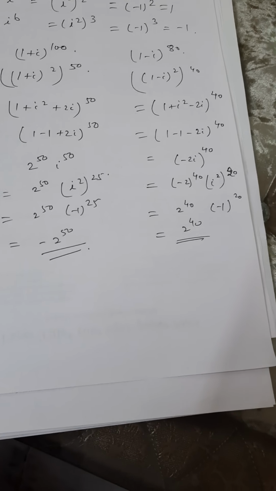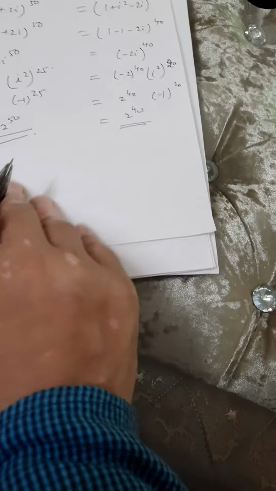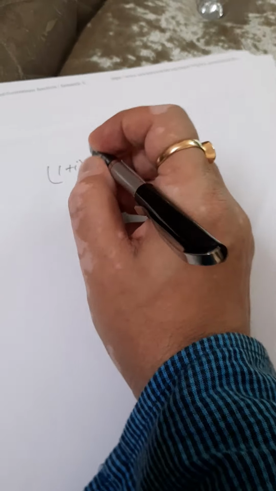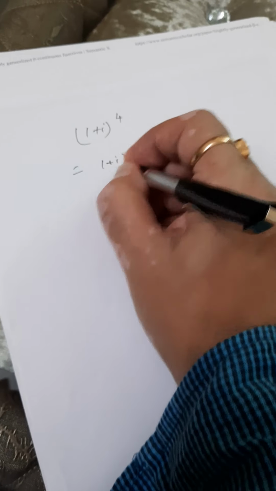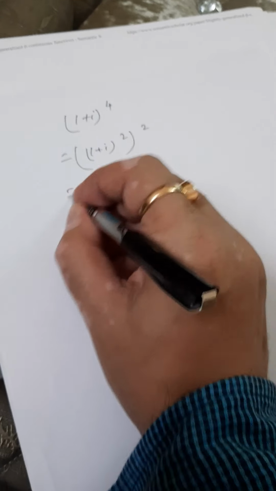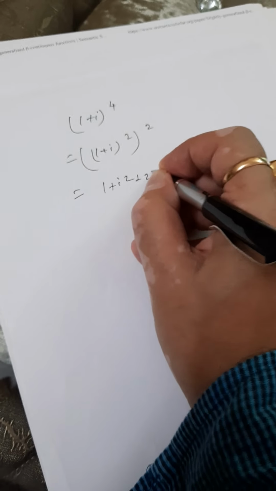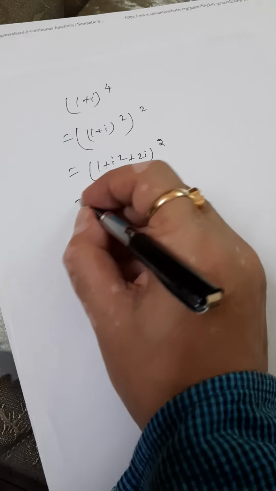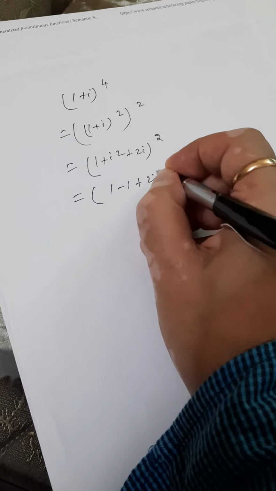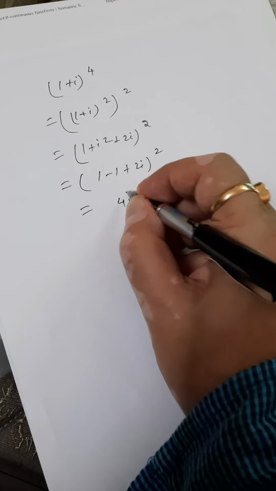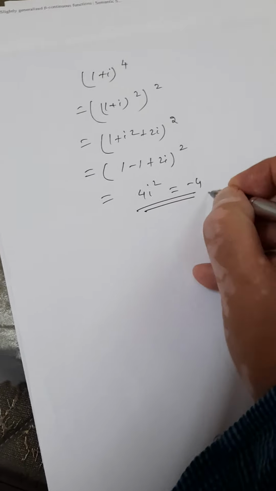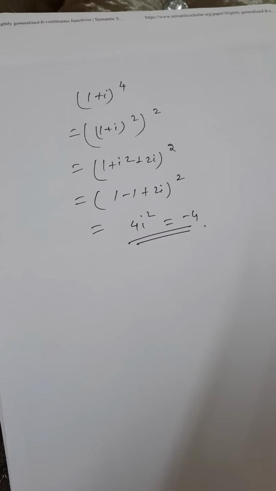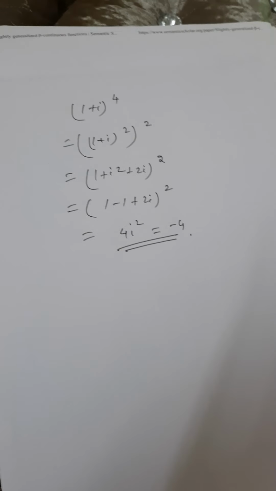Likewise, you can have many problems like this. You can solve it. One more problem, I can discuss it now. Find the value of 1 plus iota to the power, say, 4. So this is 1 plus iota whole square. This is 1 plus iota square plus 2 iota, whole square. So this is 1 minus 1 plus 2 iota, whole square. This is 4 iota square. That's minus 4. So the value of 1 plus iota power 4 is minus 4.